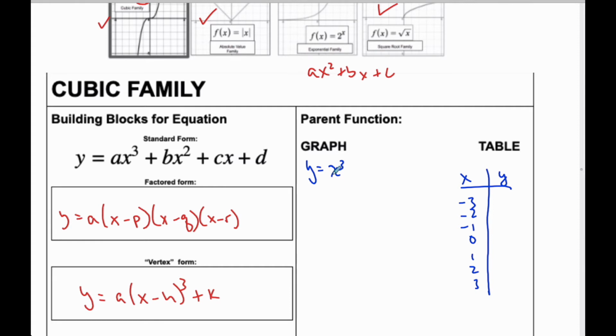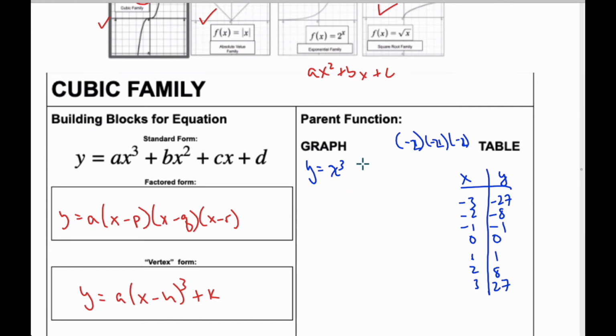So 0 cubed is 0. 1 cubed is 1. 2 to the power 3 is 2 times 2 times 2, that is 8. 3 to the power 3 is 3 times 3 times 3, which is 27. And then going to the negative side, when I plug -1 in there, -1 times -1 times -1, well, that ends up being 3 negatives, makes a -1. When I do -2 times -2 times -2, I get -8, and this will be -27.